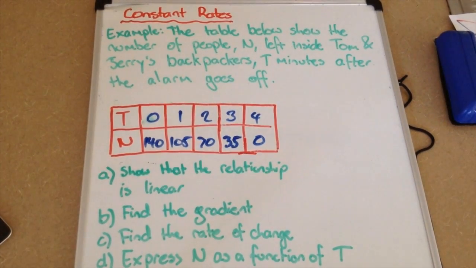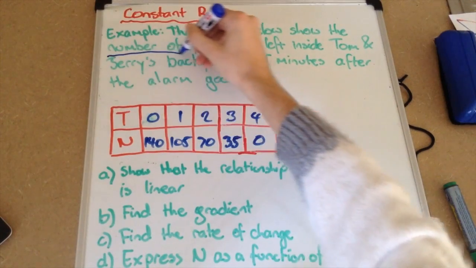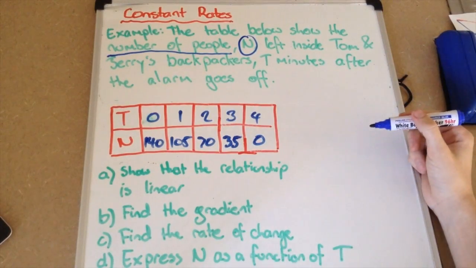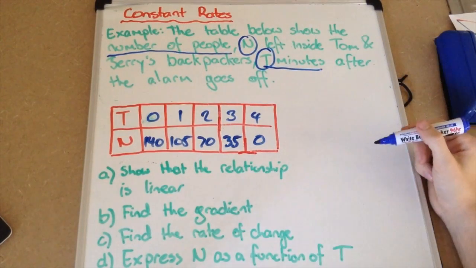Okay, so what we can see in front of you right now is a question relating to the scenario we've just seen. The example is this. The table below shows the number of people n, that's excluding the wiener dog, by the way, left inside Tom and Jerry's backpackers t minutes after the alarm goes off.